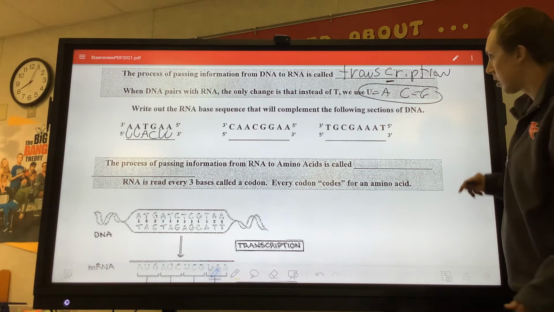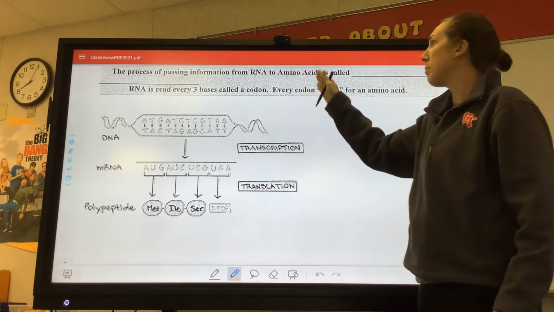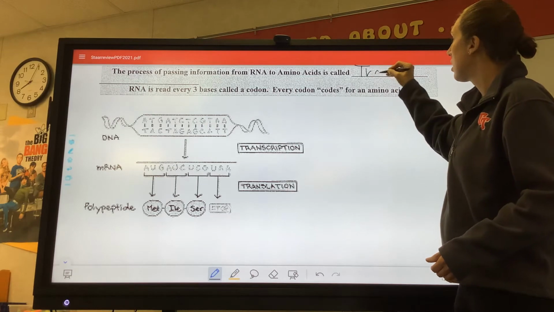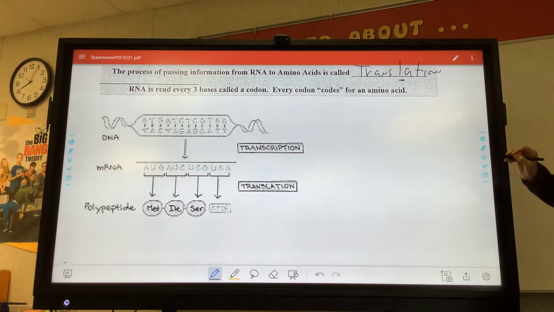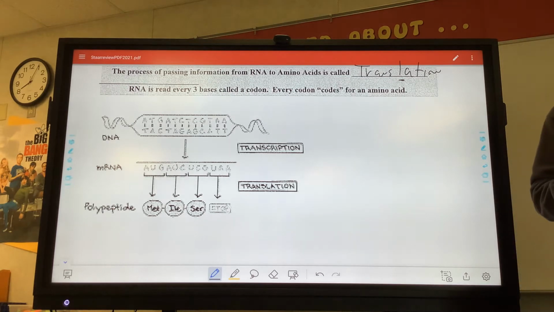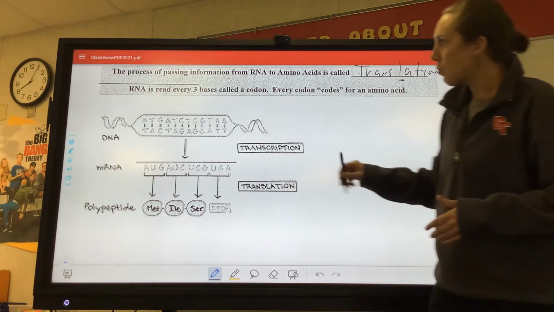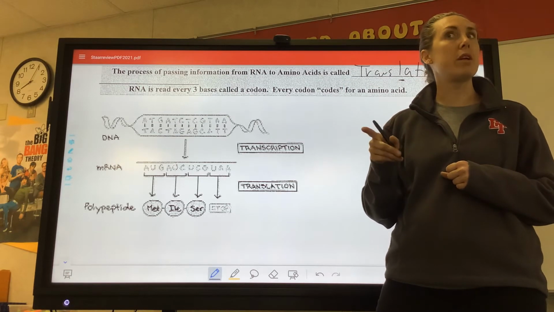So, now the process from RNA to amino acids, and technically amino acids are proteins, so RNA to protein is translation. Good. With an L. RNA is read every 3 bases called a codon. Every codon codes for an amino acid. Remember, there's a start codon, and then there's an end codon. Okay. This we know, so like the STAR test also gives you a lot of pictures, and based on the pictures you could tell what the answer is.